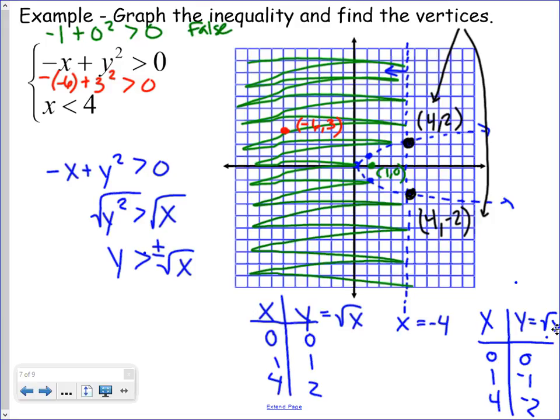If your table of values doesn't go out that far, you could find your vertices because it's a point of intersection by solving the system of equations. You're just finding when they are equal to each other. Okay, any final questions on that example?